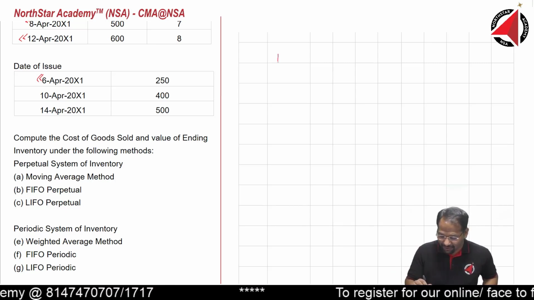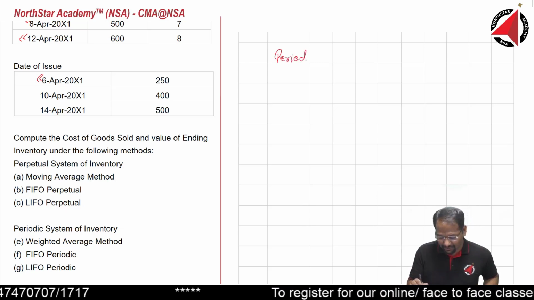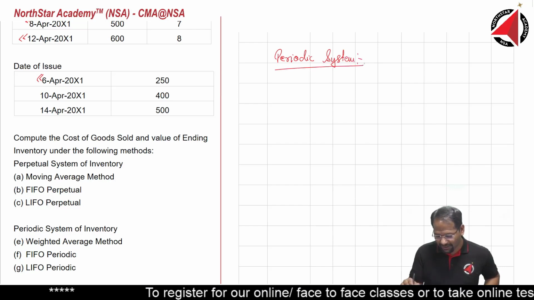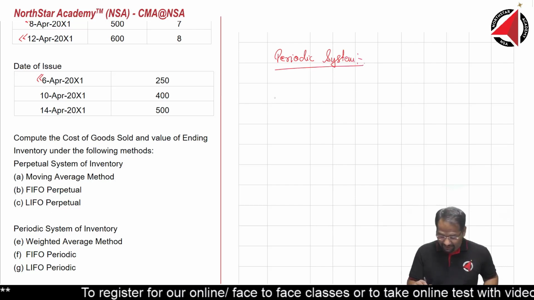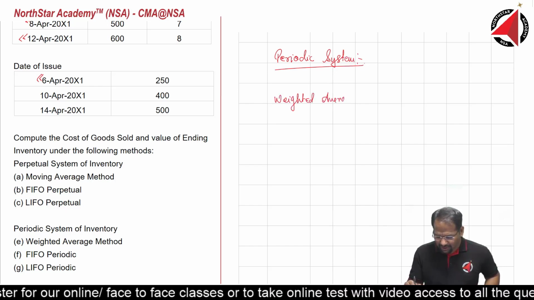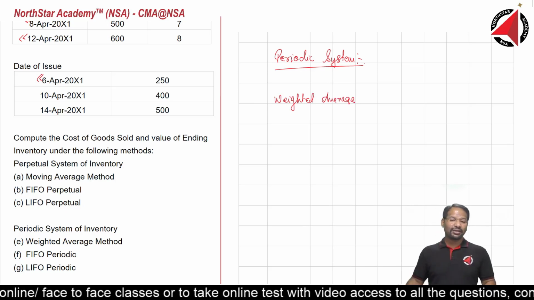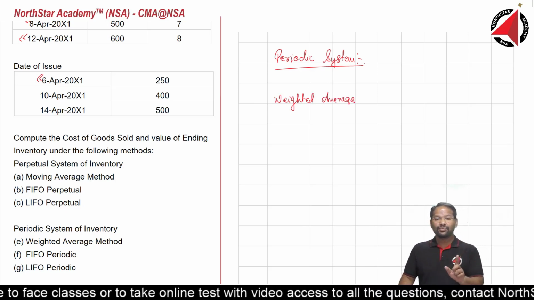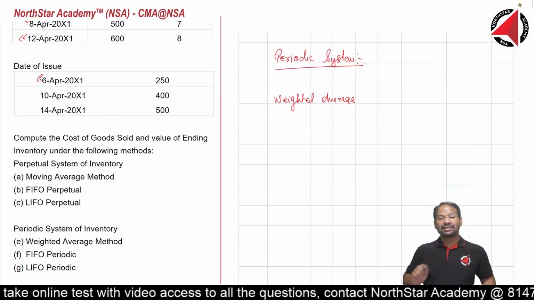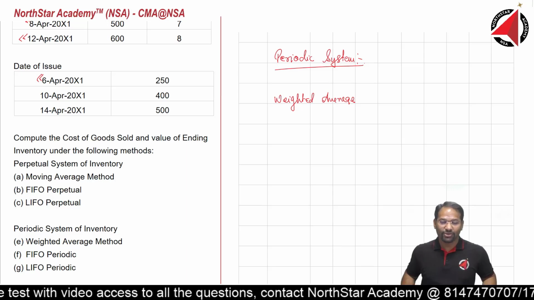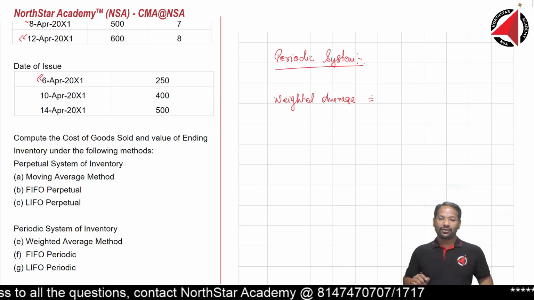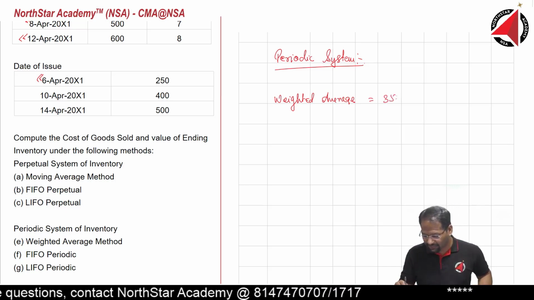First, we are following periodic system. Which is the first method we have to calculate? First one, weighted average method. Like I mentioned earlier, under periodic system, we first calculate what? We first calculate the cost of closing stock or the value of closing stock. And what is the balancing figure? The balancing figure becomes cost of goods sold. Yes, you remember it, right? So how many units do we have in closing stock? We have 350 units.